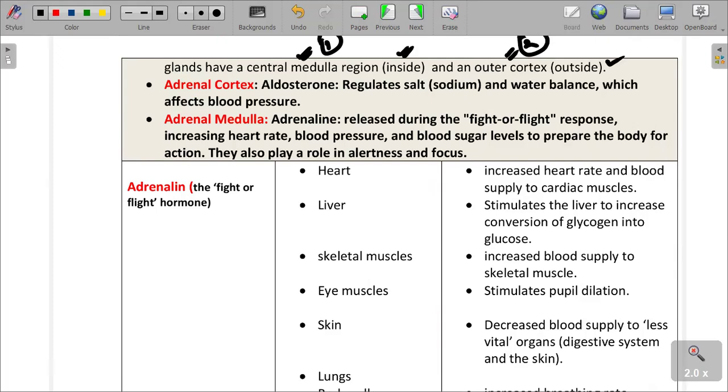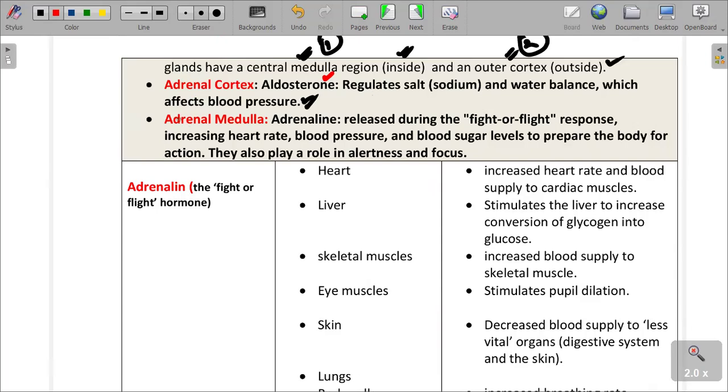So, what is the function of the adrenal cortex? The adrenal cortex regulates the salt and water balances, which affect blood pressure. So it affects blood pressure because of the regulation of salts and water balances. It actually produces the hormone what? The hormone aldosterone. Aldosterone hormone is produced from the adrenal cortex. We are coming to the major functions of that.